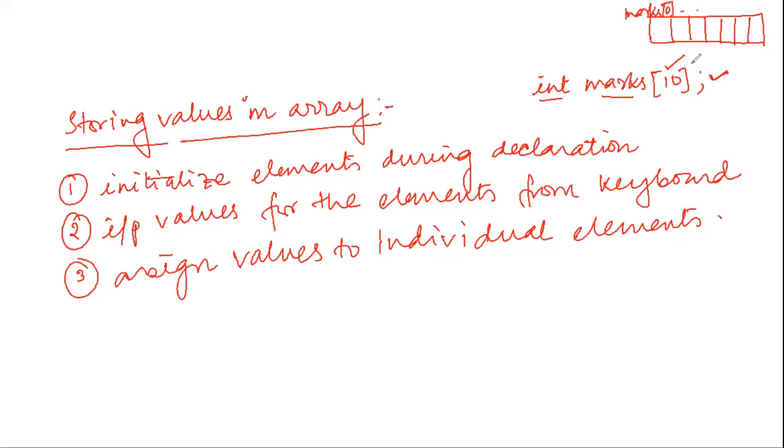But when we declare it, its space is just allocated in the memory. We do not input values to it, so no values are stored in the array. Now for storing these values, 3 ways are there. We can initialize the elements during declaration, we can input the values from the keyboard during runtime, or we can assign values to the individual elements. Now how can we do it? One by one, let us see.